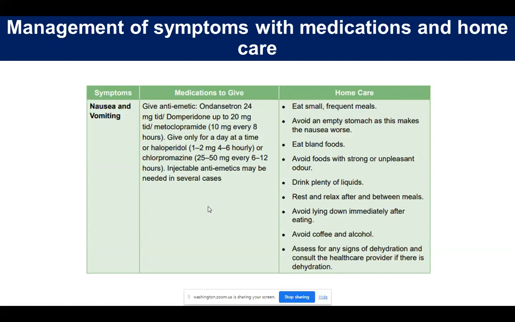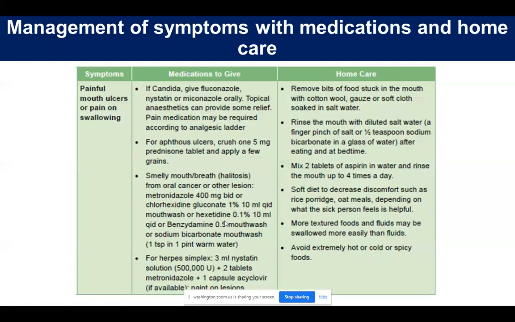Rest and relax in between the meals. Avoid lying down immediately after eating. Avoid coffee and alcohol. Assess for any signs of dehydration. You can tell the caregiver to pinch the skin and see if the patient is dehydrated. If the patient says, I am full, I cannot drink, just see from the skin and tell him to see from the tongue also, whether it's coated or dry. Painful mouth ulcerations or painful swallowing.